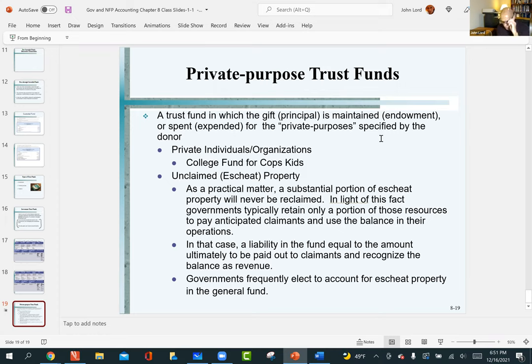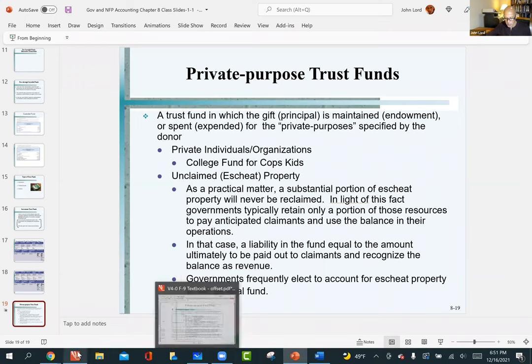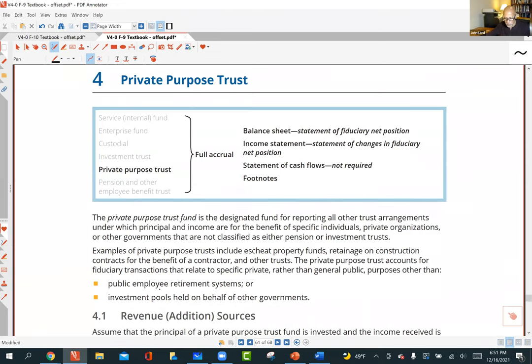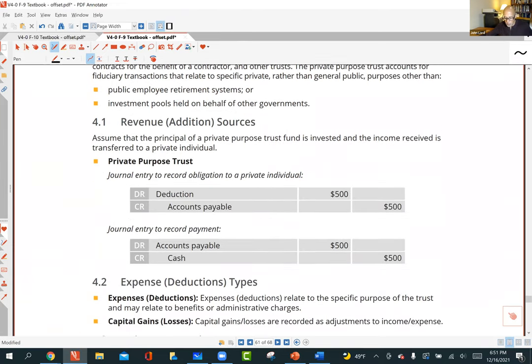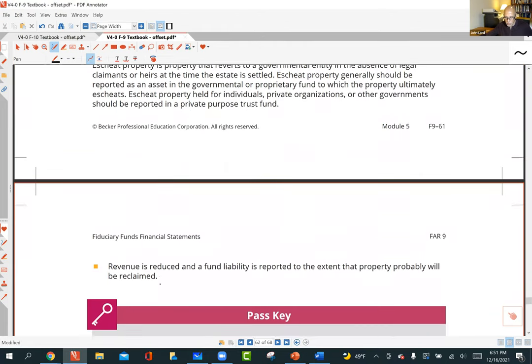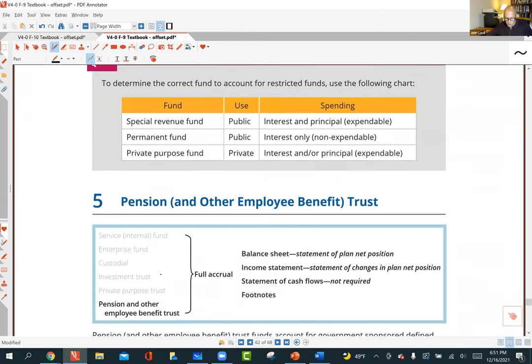Okay, good. That's really what the private purpose trust fund does. And there's not a whole heck of a lot more said in the outline, or it's not presented in any manner that is any more helpful than that. So I'm just going to go ahead and move on to the pension.